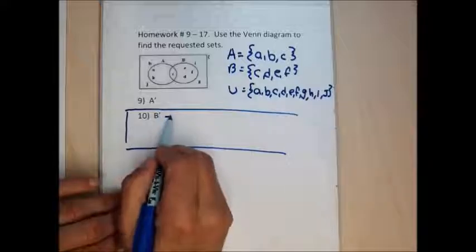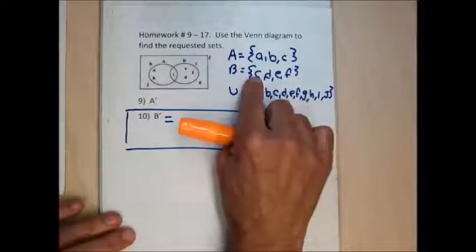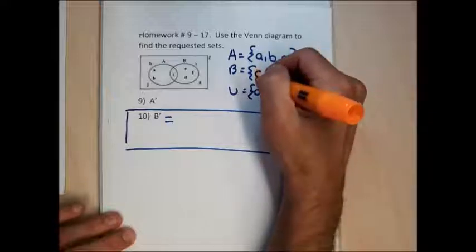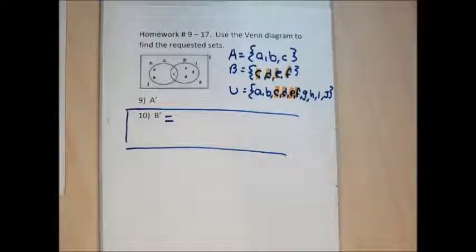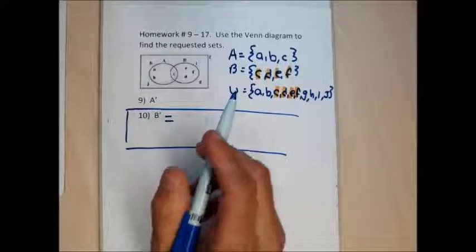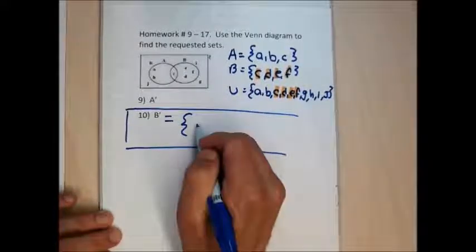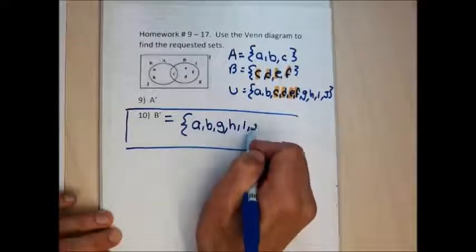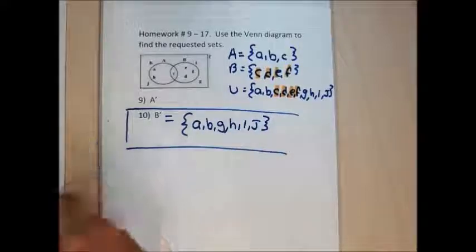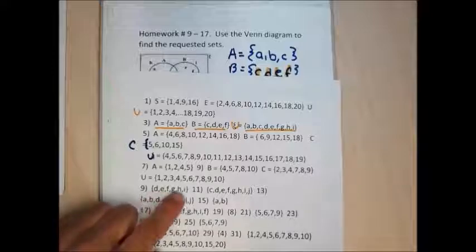For my number 10, I need B complement. B complement is anything that's in the universal set that's not in set B. So from my universal set, if I take out the 4 letters in B, which is C, D, E, and F, the letters that I haven't marked through are what B complement is. And so B complement is going to be the set containing A, B, G, H, I, and J. For your number 9, your A complement should be D, E, F, G, H, and I.